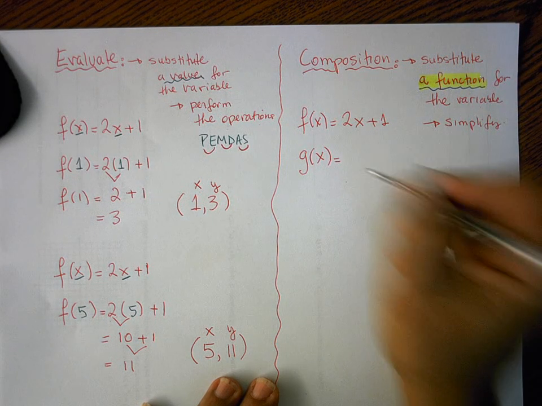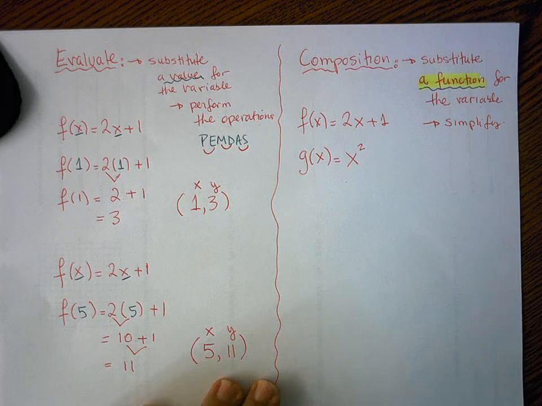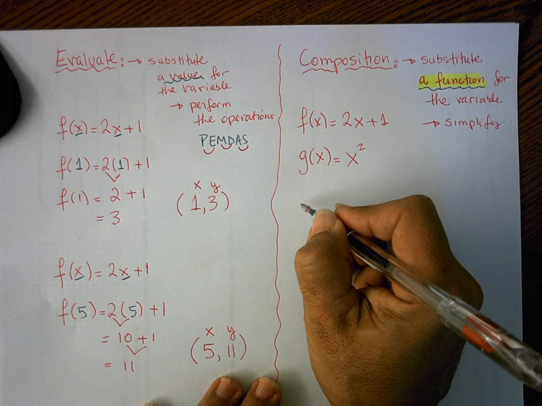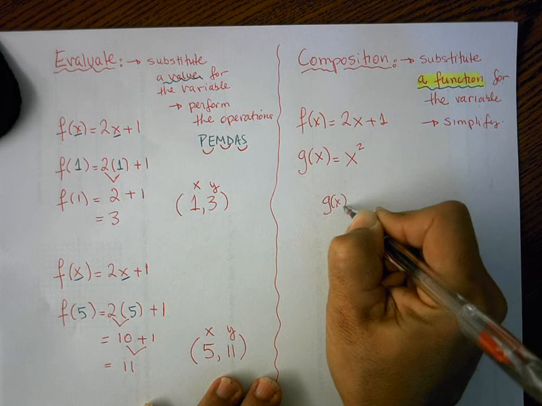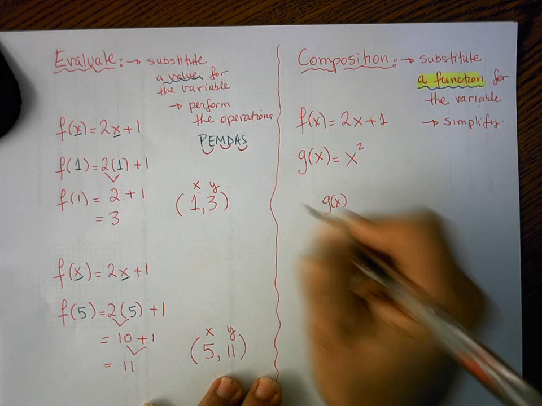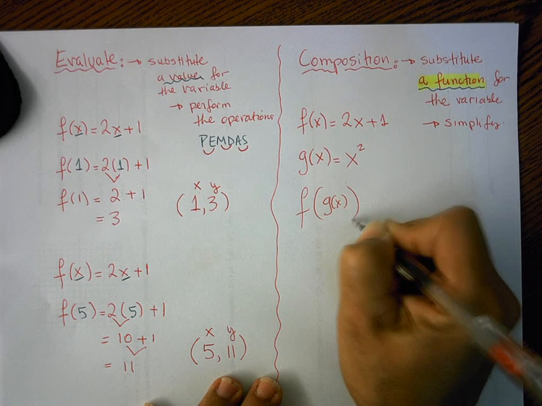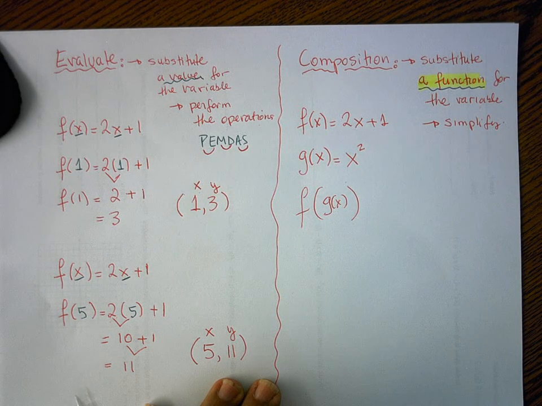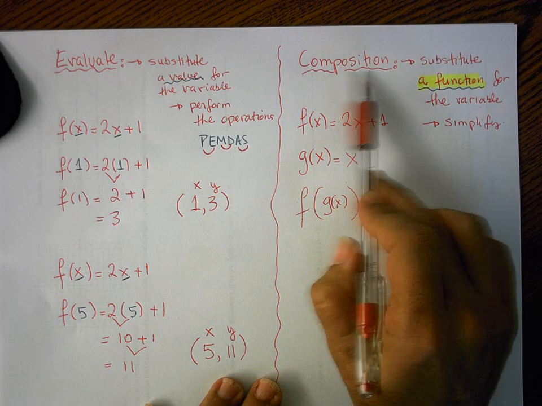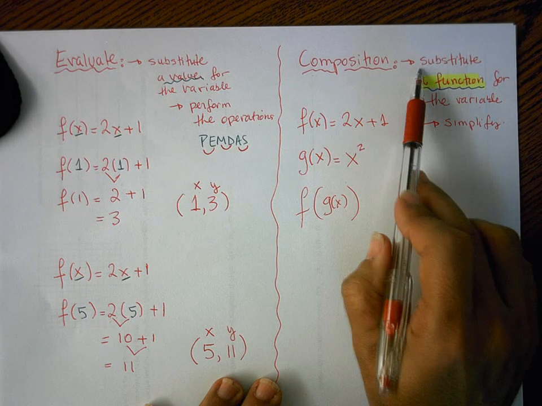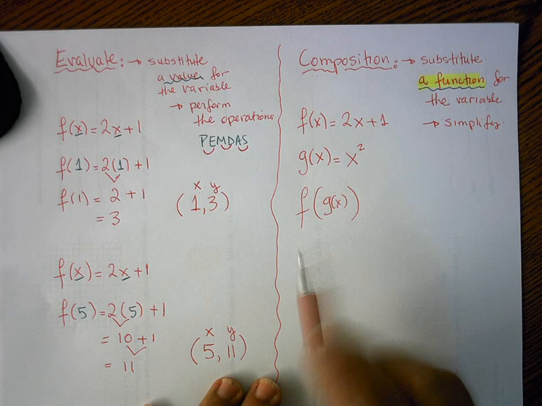G of x to be x squared, okay? So those are two completely different functions. I want you to put g of x inside of f. So let me write f outside, okay? I'm writing f on the outside. I want you to put g inside of f. That's what composition means. You're substituting a function for the variable, okay?